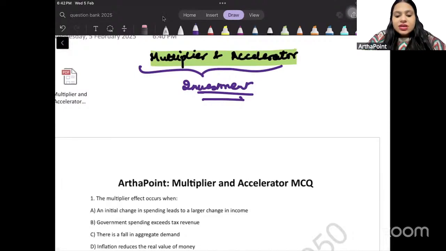The first thing that we need to focus on is something called a simple accelerator model. The second thing that we will be talking about is a flexible accelerator model. उसके बारे में हमने पिछले सेशन में भी थोड़ा सा बात किया था.